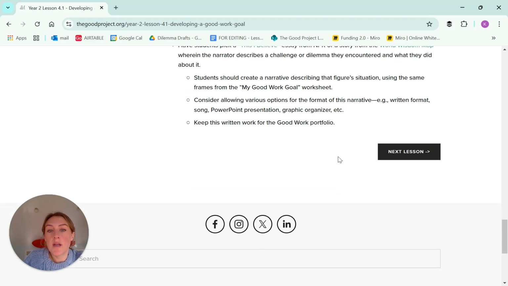Again, always feel like you can adapt this for your students if you feel like it's too much writing, if they want to do something creative, PowerPoint, Canva presentation, a graphic organizer, whatever works for them. And they should keep this for the good work portfolio if that's something that they do complete.